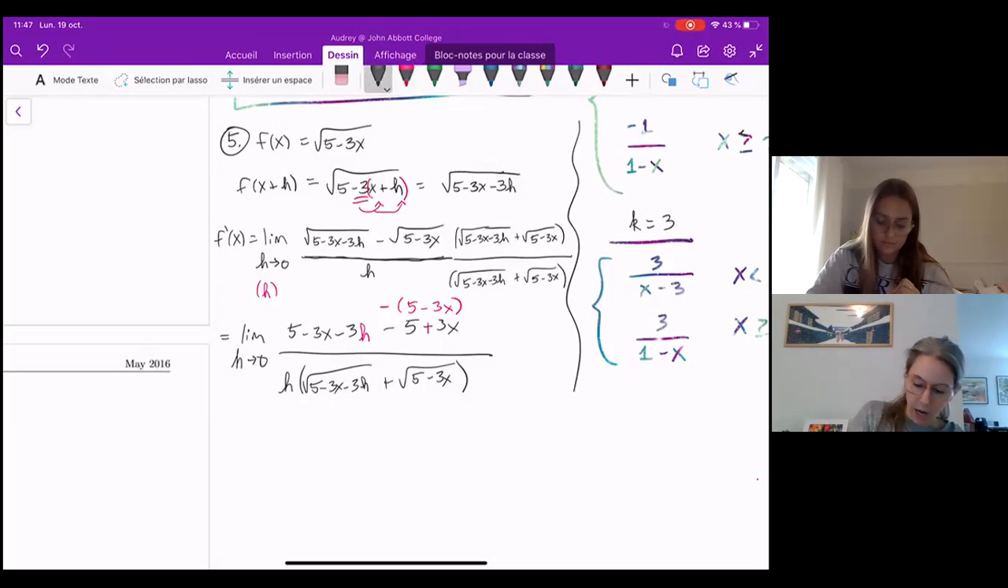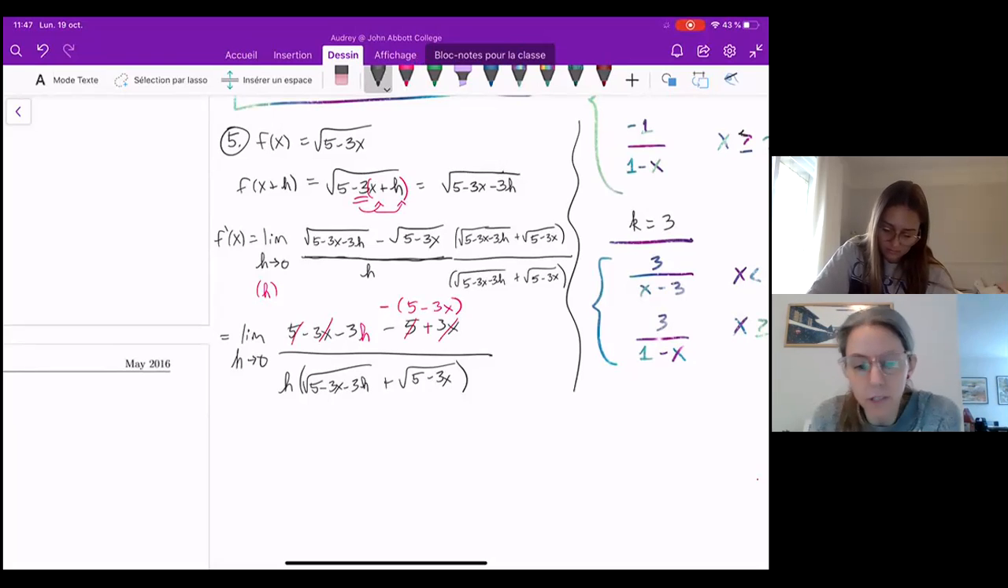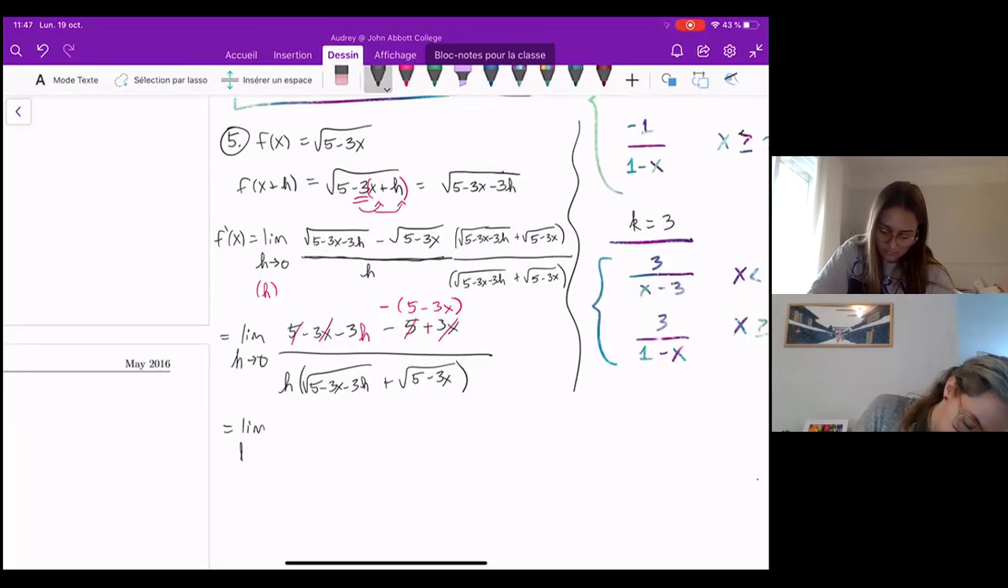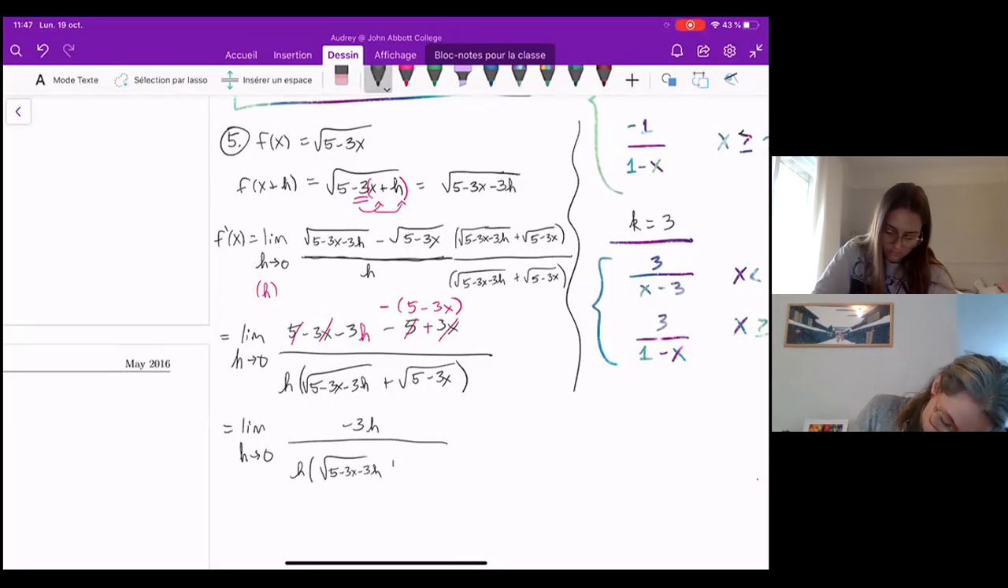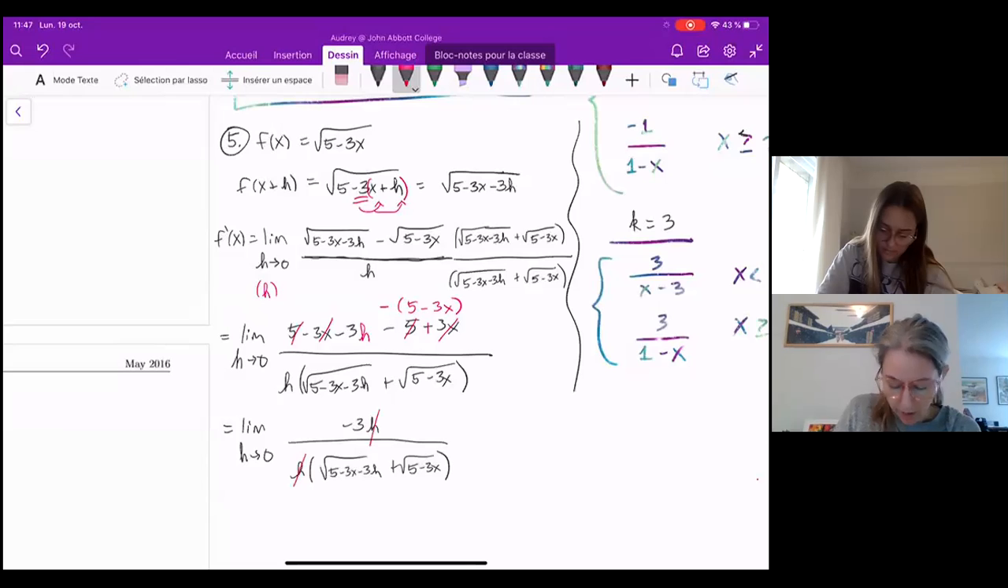Then I can cancel out the 3x's and I can cancel out the 5's and I only have minus 3h left. If you only had minus 3x left, then you would know you have a problem because you wouldn't have an h to cancel out. You should have an h to cancel out. And I cancel out my h's, goodbye, goodbye.